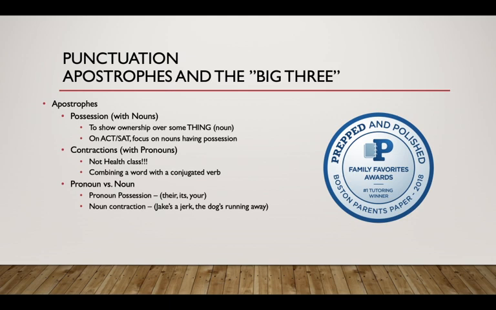Now, when we talk about apostrophes, most students think about two ways we use apostrophes, either to show possession or contraction. For the sake of argument, we're going to be talking about what the ACT and SAT focus on in terms of apostrophe usage. Specifically, when we talk about apostrophes and using them with possession, that's usually with nouns, because we're trying to express how we have ownership over some thing, which is a noun.